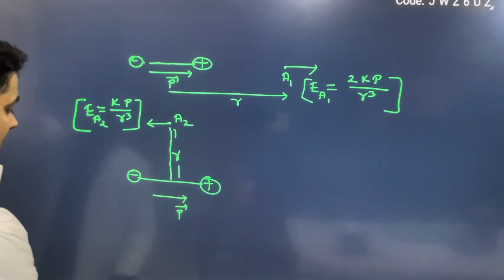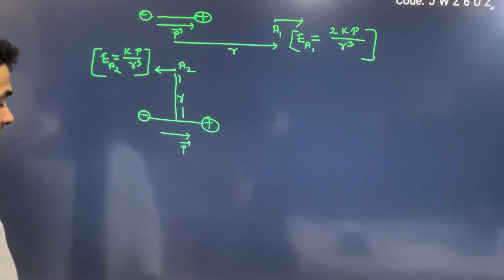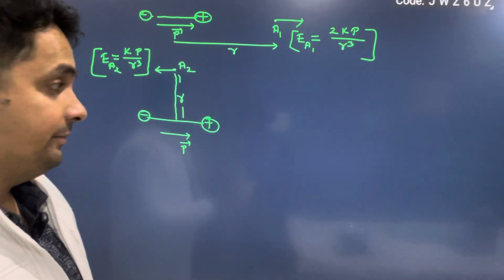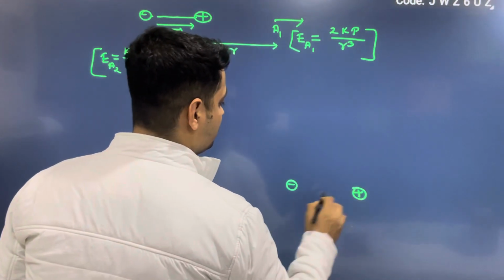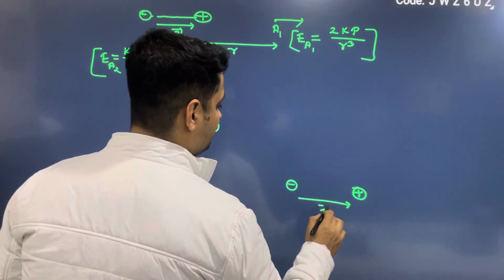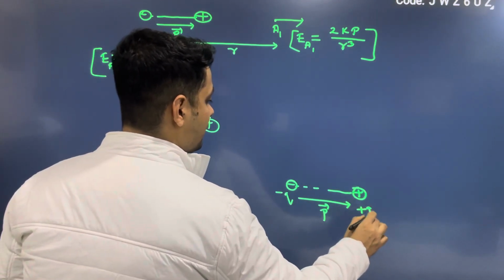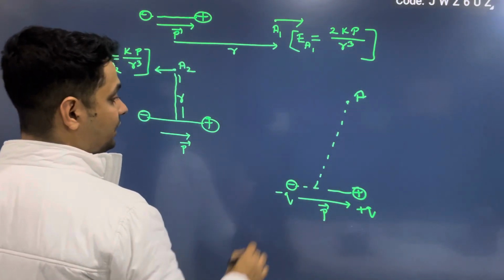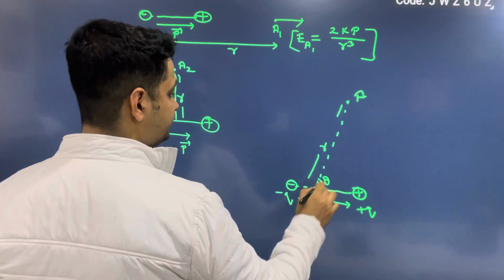Now next is how to find the electric field strength due to an electric dipole at any general point P. So here I will draw an electric dipole, minus q and plus q, and its direction is from the negative to the positive charge, that is the P vector. Now I took any general point A, which from the center of this electric dipole is at distance r and makes an angle theta.